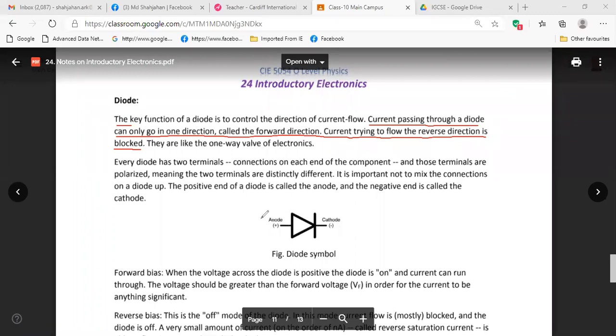Then you draw this symbol, huh? And you see here it's labeled, right side is cathode and left side is anode. Right side is negative and left side is positive.